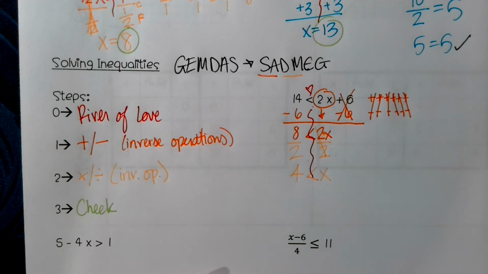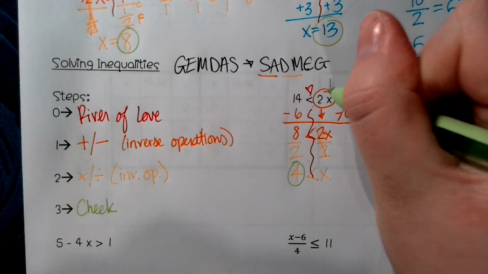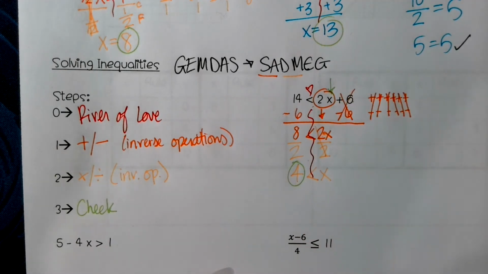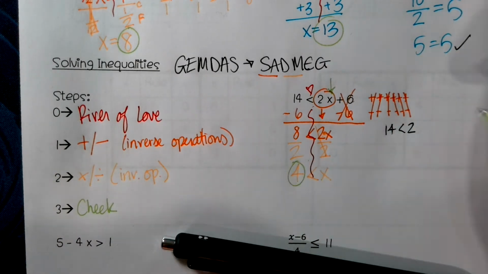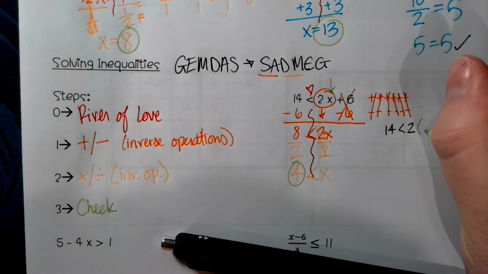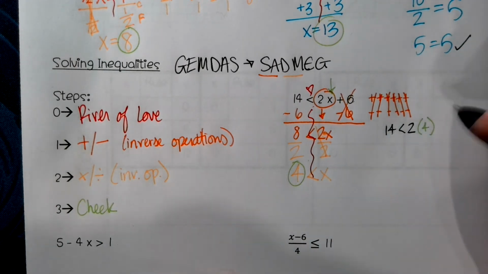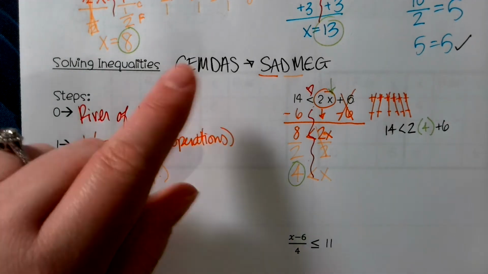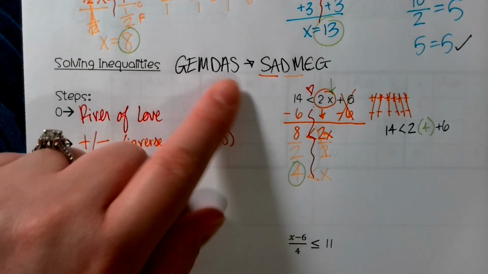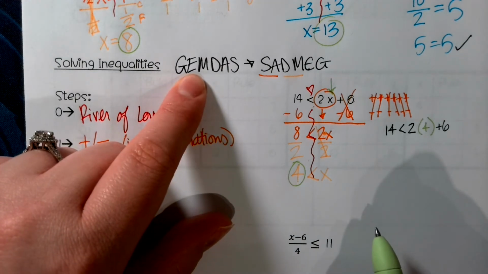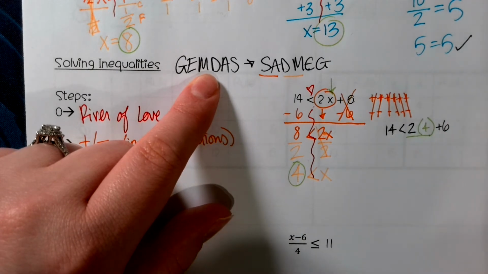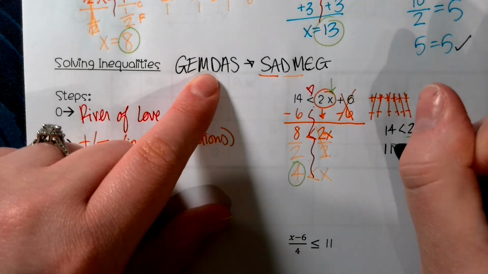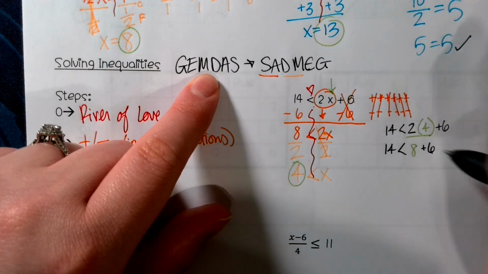Again, we still want to check our work. I want to take that 4 and plug it in for x. So I have 14 is less than 2 times my x, which is 4 we found, plus 6. Now I want to go back to GEMDAS. I want to do the correct order of operations. So there's no grouping, there's no exponents. I need to multiply. So I'm going to multiply that 2 times 4, which is 8. So 14 is less than 8 plus 6.